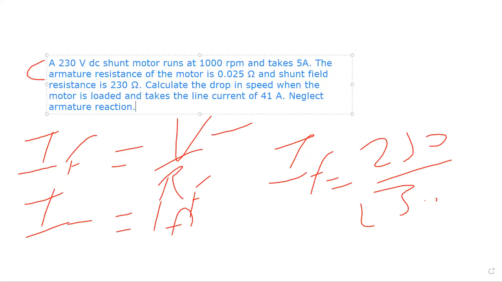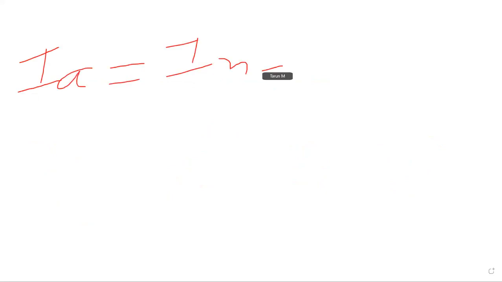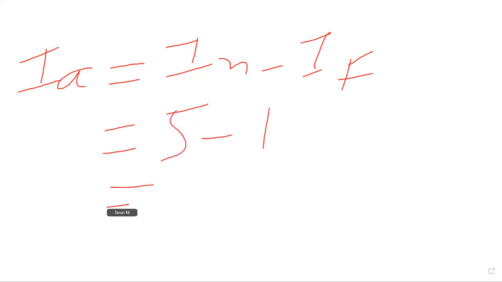Okay, then armature current, we are going to find out the armature current. Armature current is equal to IM minus IF. What is IM? They are saying a DC shunt motor run at 1000 RPM takes 5 amp. So your IM is 5 amp. When you put this in the formula, you get the armature current 5 minus 1 equal to 4 amp.